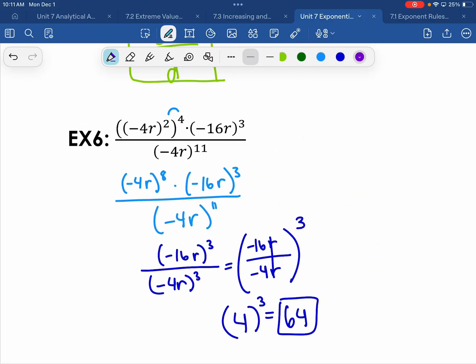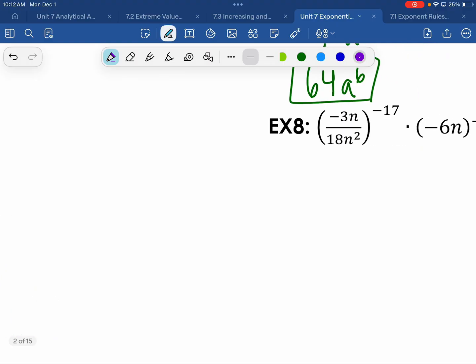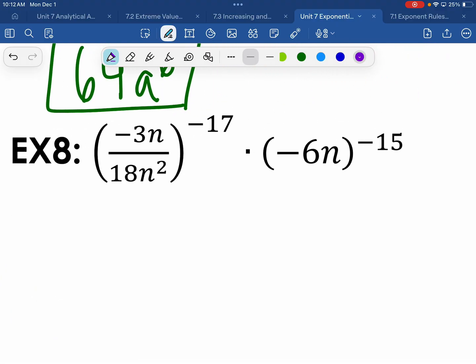All right. This one is also kind of similar with the way that we can be tricky with the simplifying. So I don't want to do 6 to the 15th power because that would be crazy and I would never ask that of you. So there's got to be something else that we can do. So I'm going to come over here and I'm going to do negative 3 divided by 18, which is 6. And if I have an n on top and n squared on bottom, just an n on the bottom.